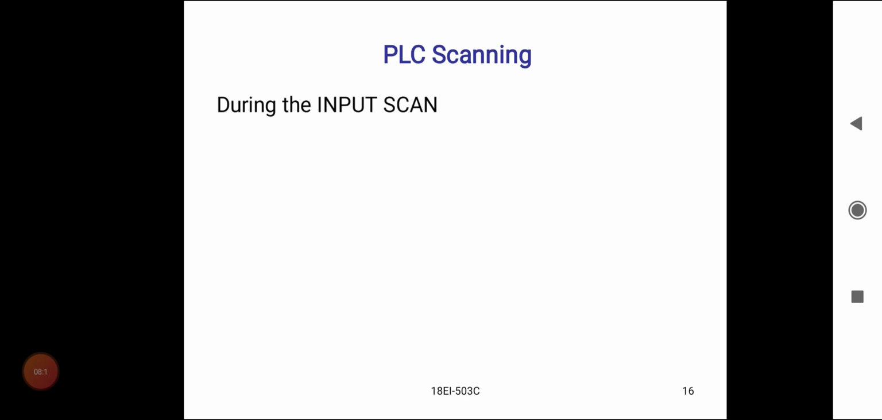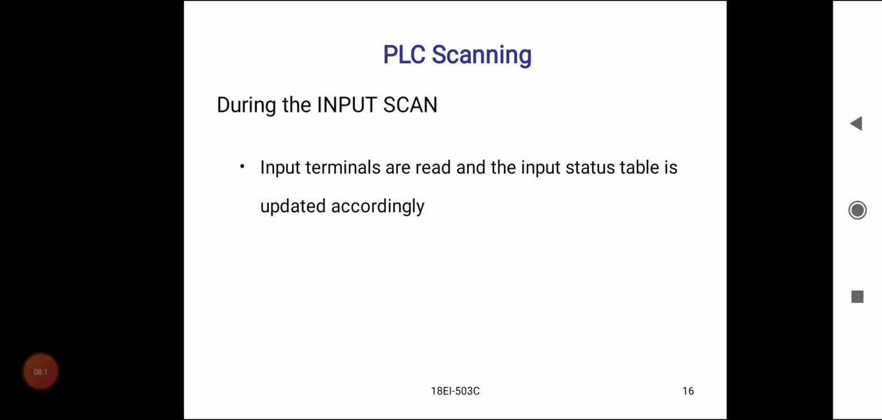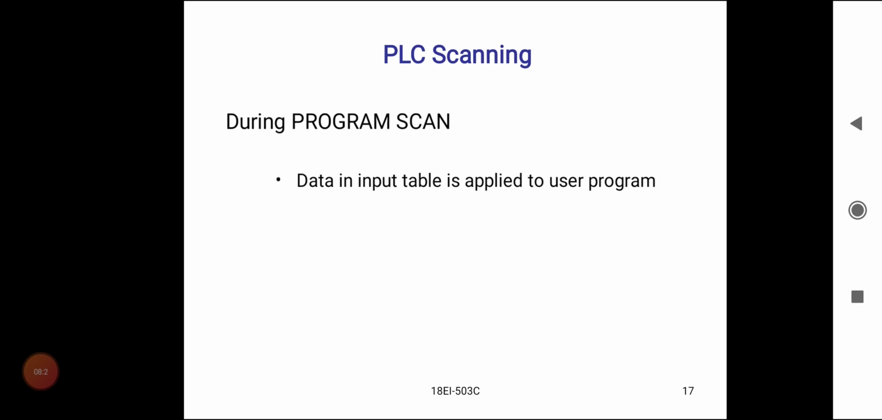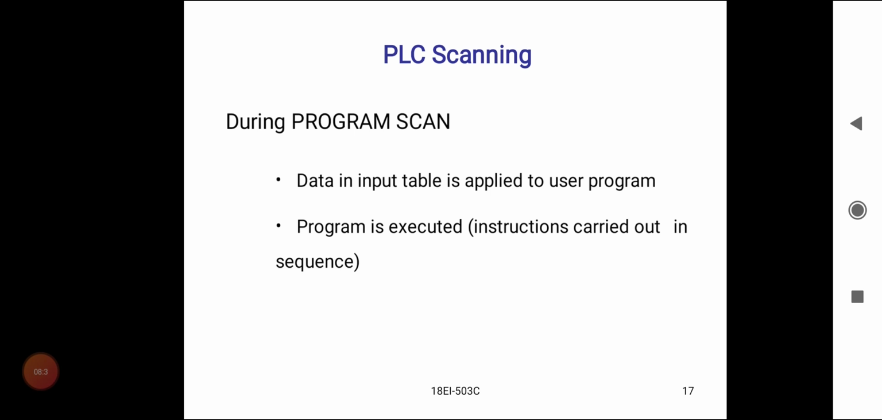During the input scan, input terminals are read and the input status table is updated accordingly. During the program scan, data in the input table is applied to the user program. The program is executed, instructions carried out in sequence. The output table is updated accordingly.